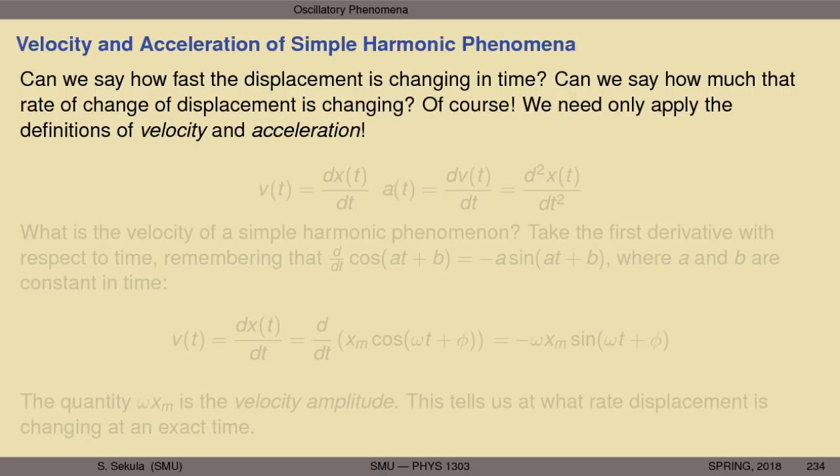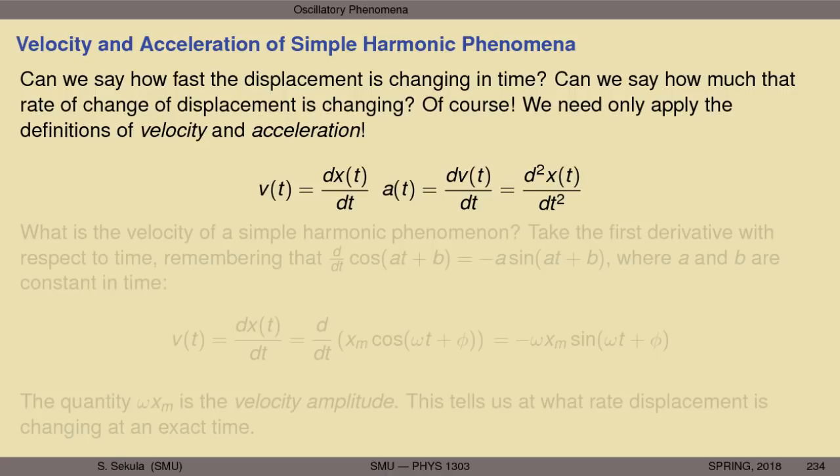Okay, so we have a phenomenon that can displace by an amount x at some time t. That displacement can be related to its maximum ever achievable displacement, times a cosine function involving angular frequency, time, and a possible phase shift. Can we say how fast the thing is displacing as a function of time? Sure. Of course we can do all these things. We can use calculus and take a look at how the displacement is changing with time, and we can start defining velocity and acceleration for this oscillatory phenomenon. We just have to use the standard old definitions of velocity and acceleration to do this.